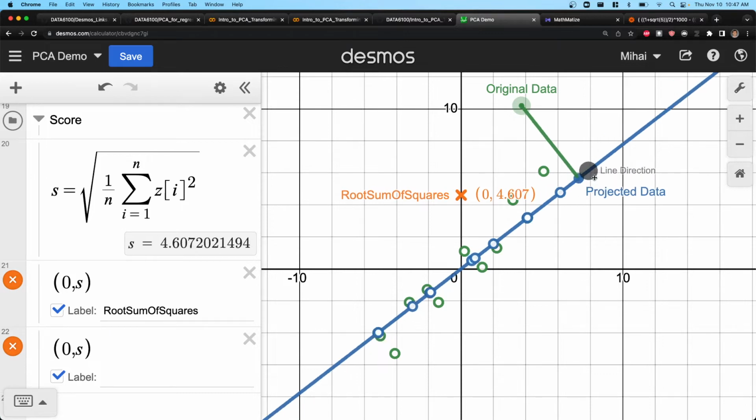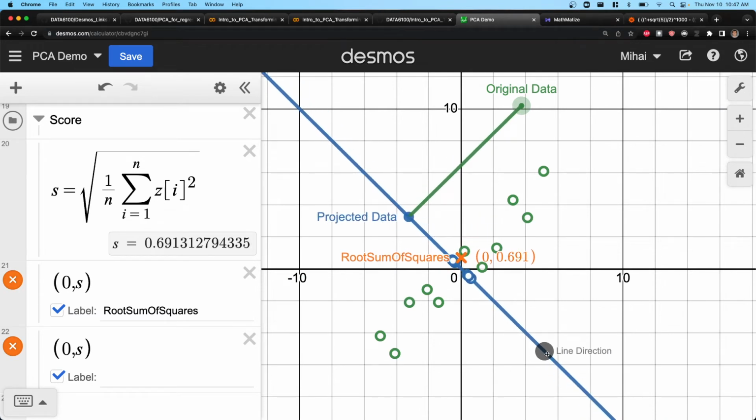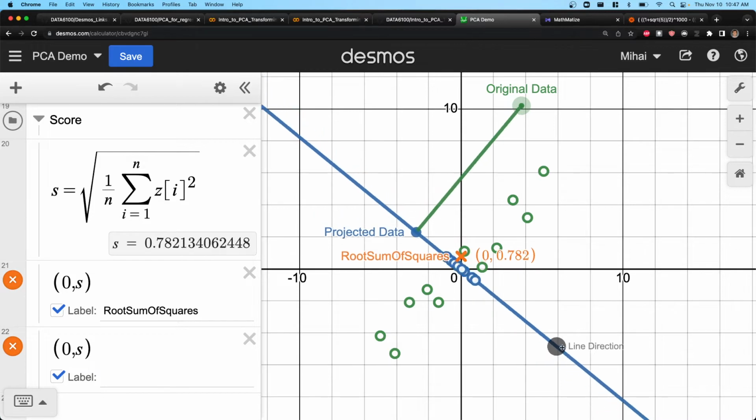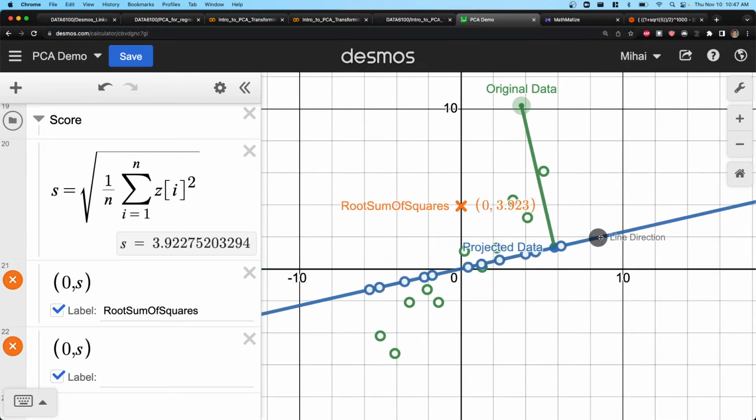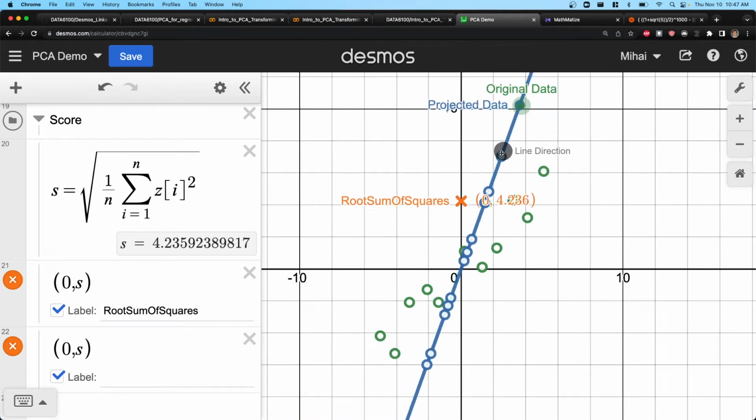And you can see it depends on which direction I pick. So if you pick a direction like this, you have a very small root mean squared error, tiny root mean squared error. And as you swing around here, it goes up, up, up, up, up. It keeps getting bigger and bigger until you reach a plateau, and then it's going to start to fall again, right?